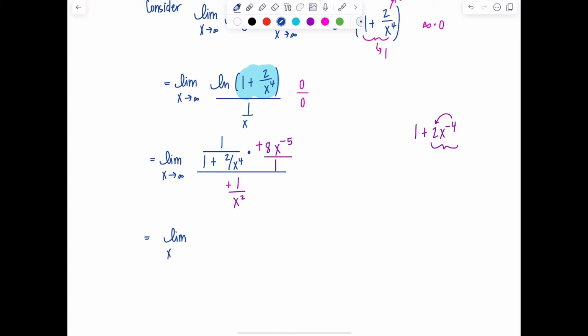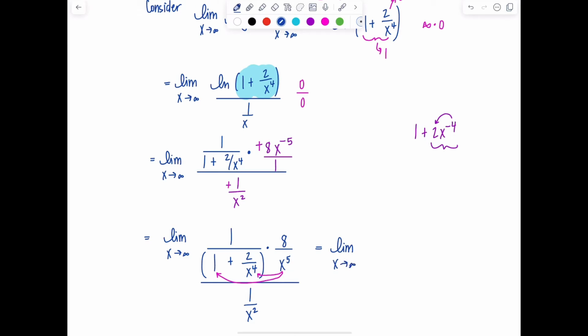This is the limit as x goes to infinity. I have 1 over 1 plus 2 over x to the fourth times 8 over x to the fifth, right? Isn't that true? Over 1 over x squared. Okay, I want you to notice something. If I distribute this x to the fifth, it's going to clean up a lot of what's going on in the denominator. So I have now the limit.